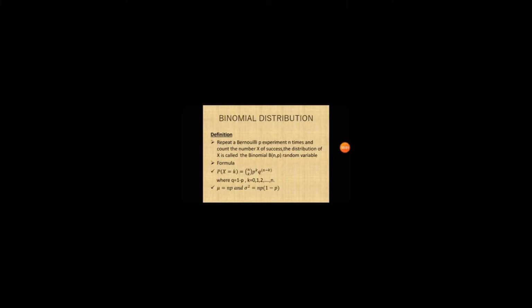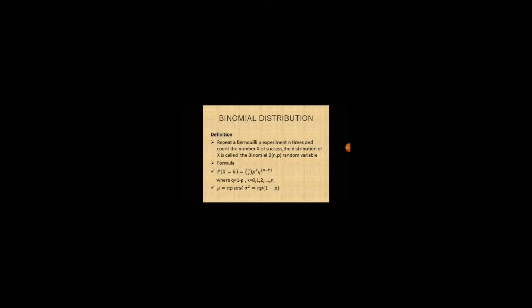Hello everyone. Today we're going to discuss Bernoulli and binomial distribution. Bernoulli distribution is a discrete distribution having two possible outcomes, whether success or failure in a trial. And the formula for Bernoulli distribution is shown.